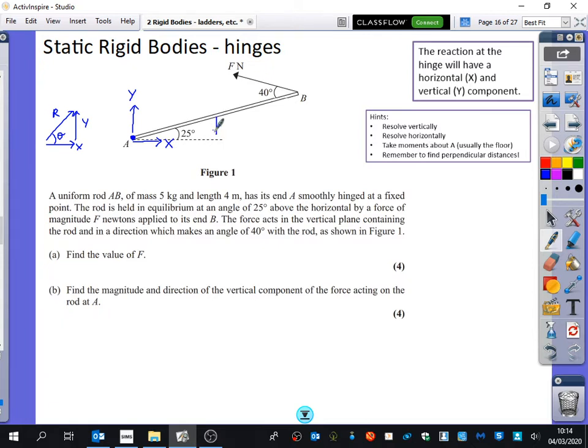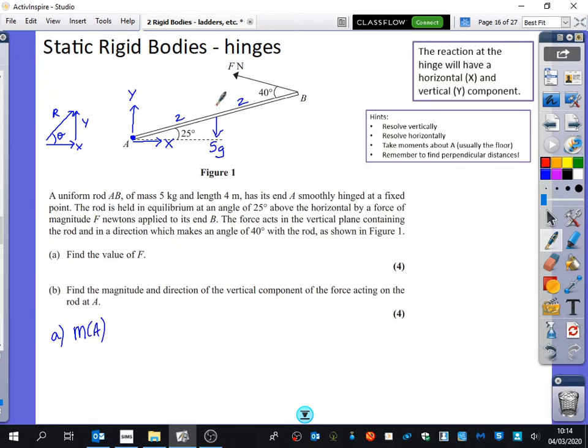Well, actually, before I do that, I probably better add in my weights, and that this is 2 meters and this is 2 meters because it's a uniform rod. What do you think is going to be the best thing to do to find out the value of F? Good. I'm going to take moments about A because that will eliminate X and Y, and that's going to make things as simple as possible. So I'm going to start off by taking moments about A.